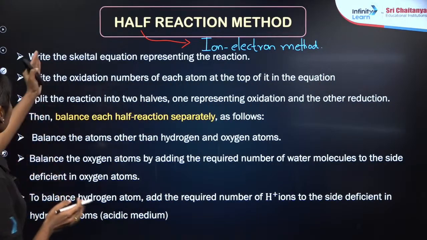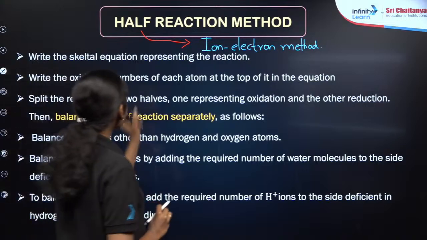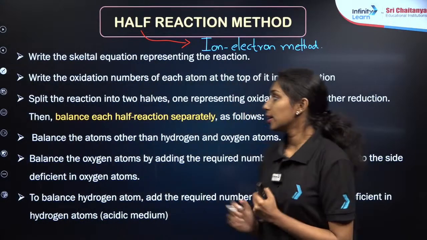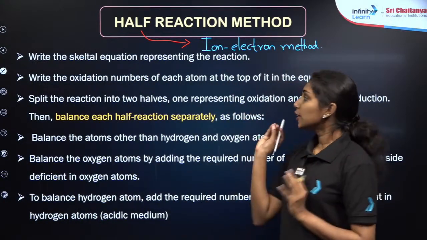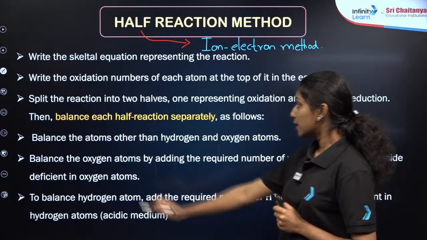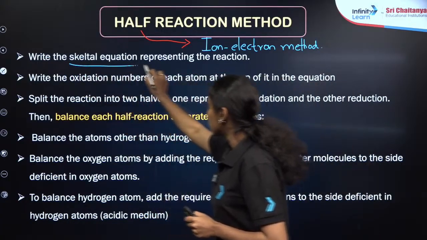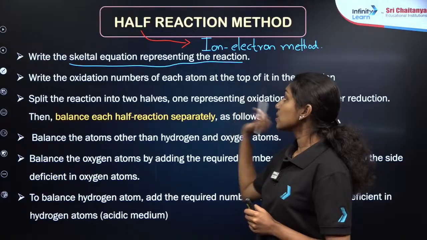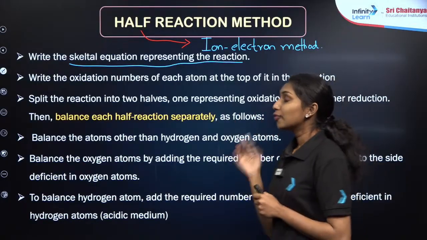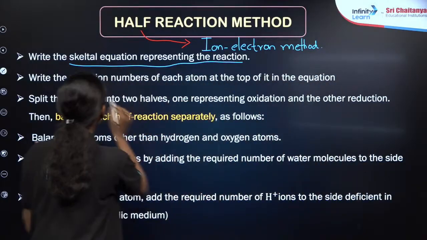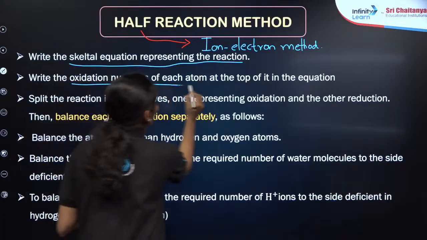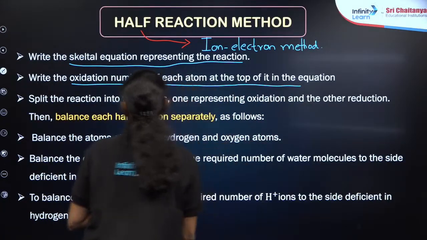You can see these are the major steps while balancing according to the half reaction method. We can see them one by one. Same as the oxidation number method, first write down the skeletal equation representing the redox reaction. Then the same step: find out the oxidation numbers of each of the atoms in the equation.